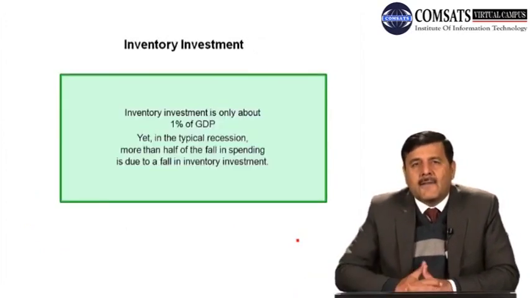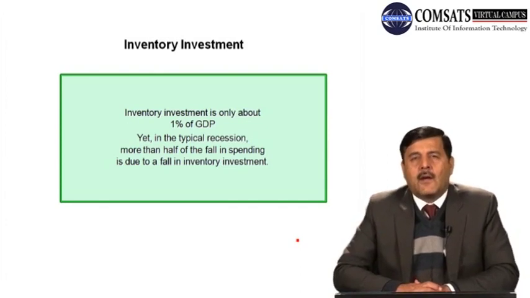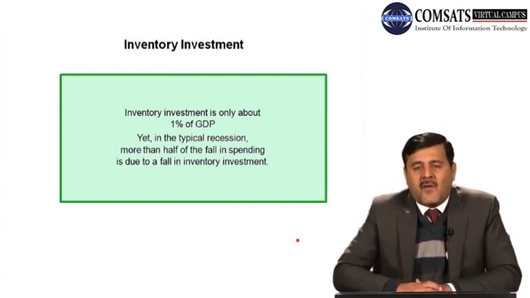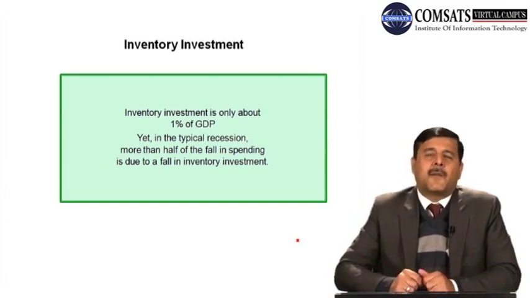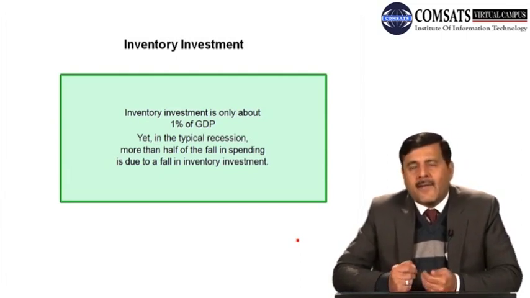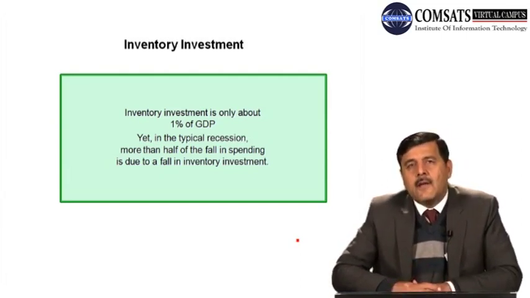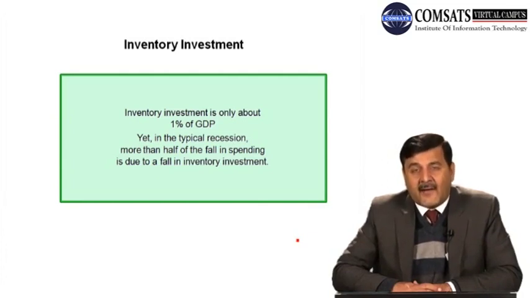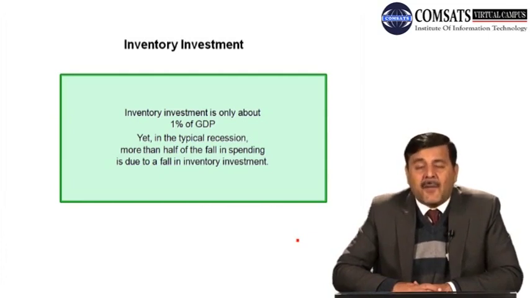Now we'll come to the second part of the third form of investment, which is inventory investment. We'll explain that. We have explained two types of investment already. We've talked about business fixed investment, and about the factors that can affect residential investment. The third type of investment is inventory investment.